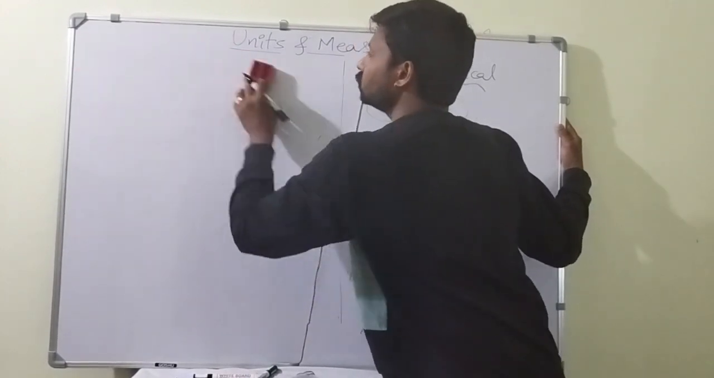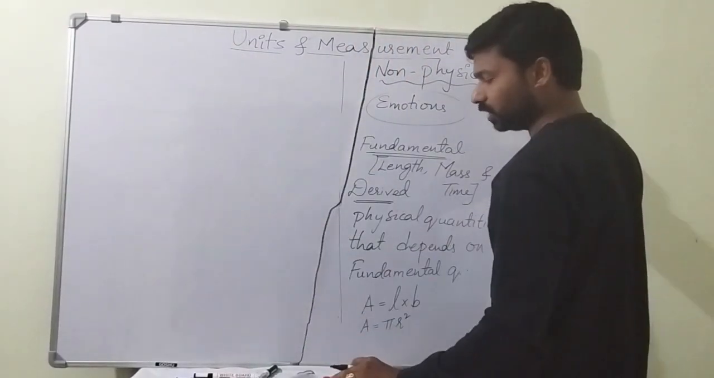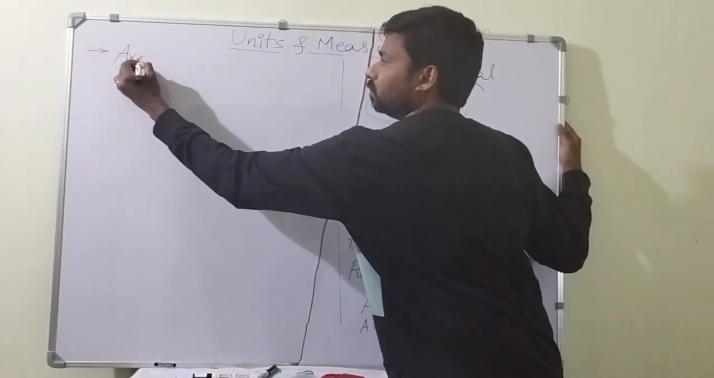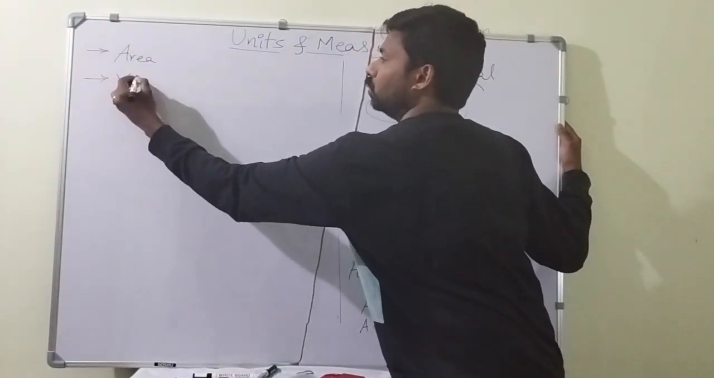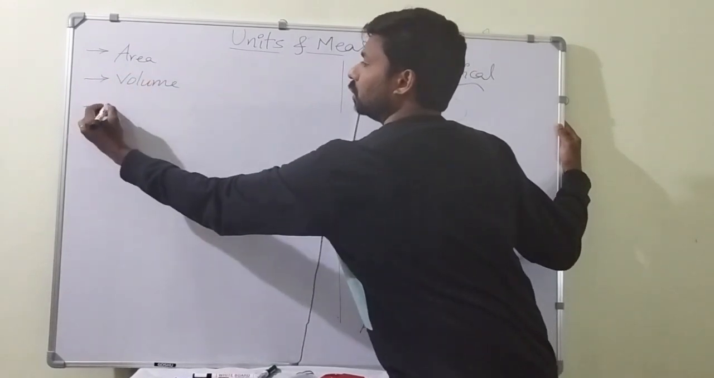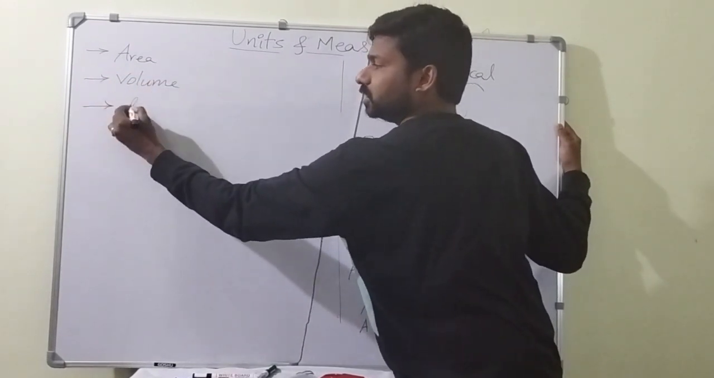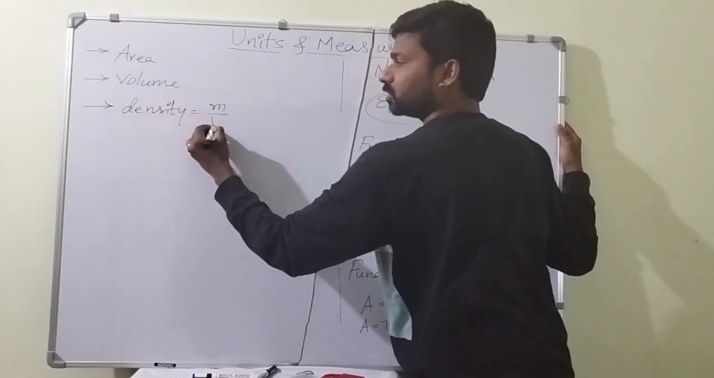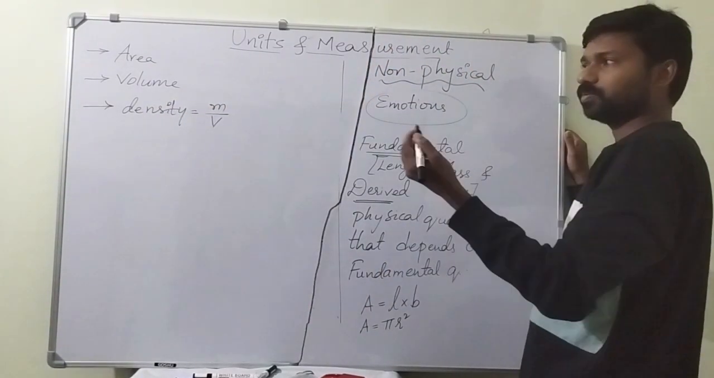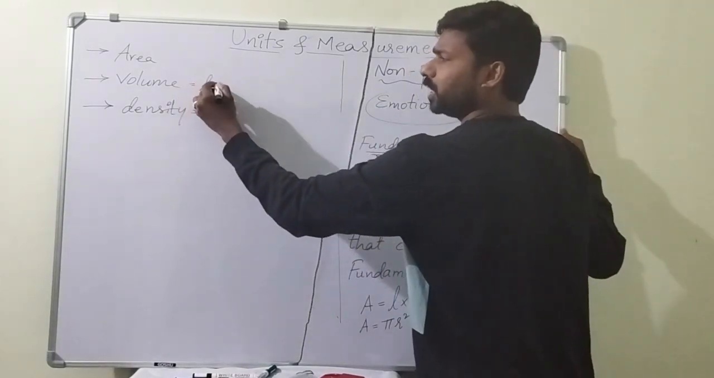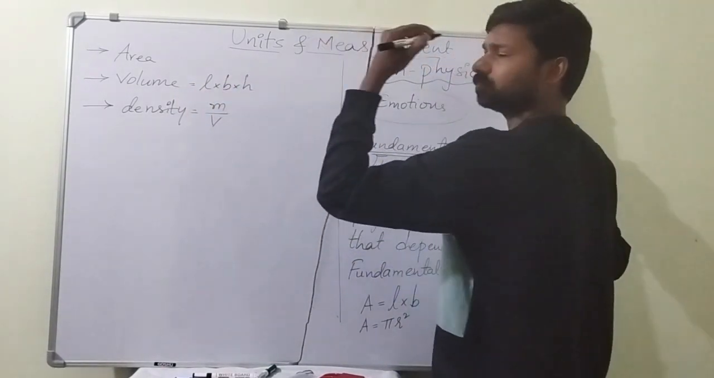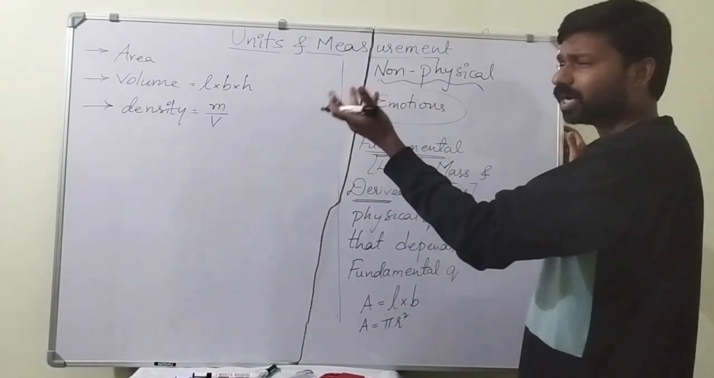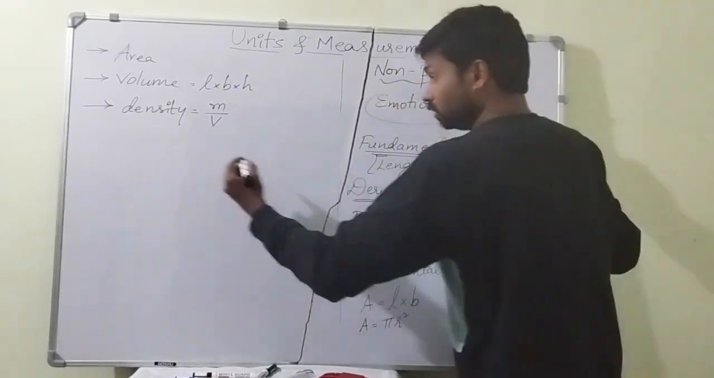Right, so what are the examples of these derived physical quantities that we'll see? The first one is area. Second, volume. Third, density. Density is equal to mass by volume, right? Volume, if it is a cuboid, is length into breadth into height. There are many other shapes, but I am taking a cuboid for timing.